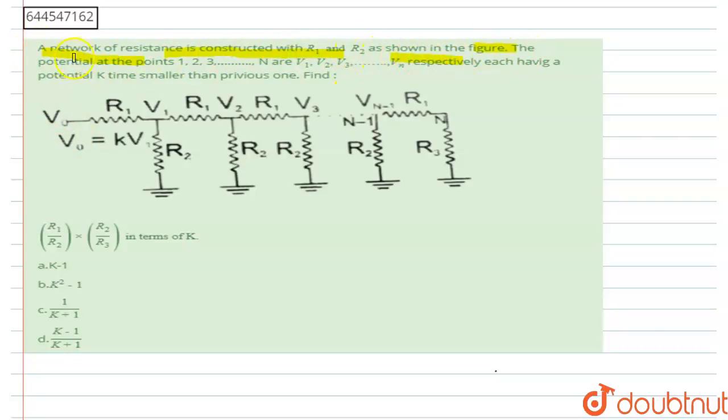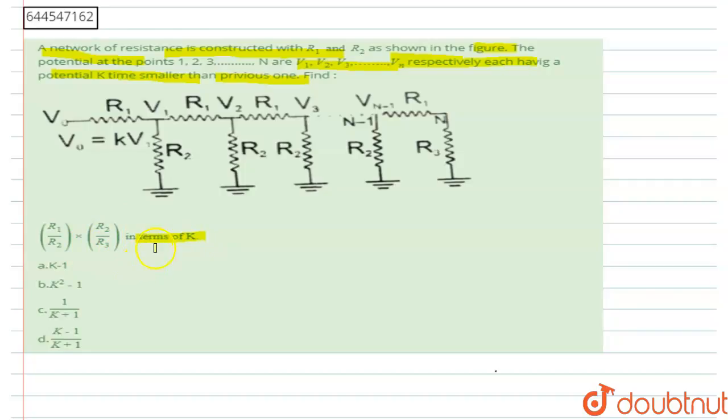Hi, the question is: a network of resistances R1, R2 is connected as shown in the figure. The potentials at points 1, 2, 3 and N are V1, V2, V3 and Vn respectively, each having a potential K times smaller than the previous one. Find R1 by R2 into R2 by R3 in terms of K.